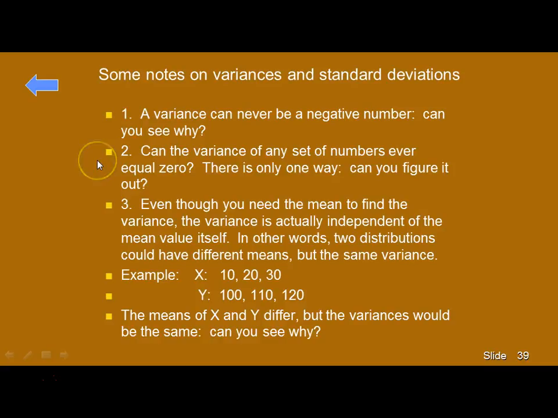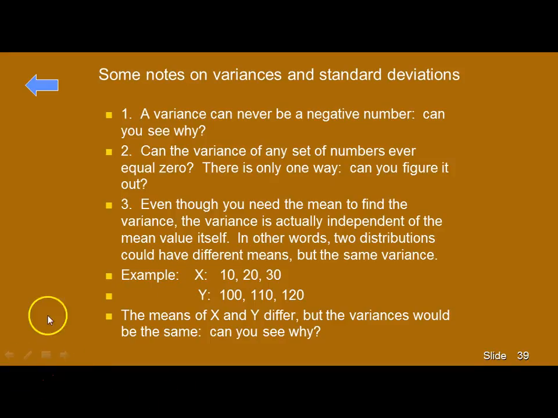Can the variance of any set of numbers ever be 0? There's only one way. If you think about it, it should make sense to you. The only way to ever get a variance of 0 is if all the numbers are exactly the same. In other words, there is no variability to the numbers. If I give you the numbers 5, 5, 5, 5, 5, 5, and say what's the variance, the answer is 0. They didn't vary. The mean of all those numbers would be 5, and all the deviations around the mean would be 0, and that's the only way you'll ever get a variance of 0.